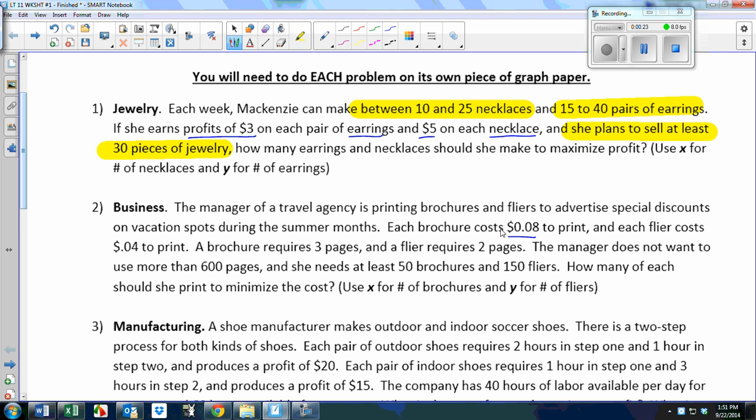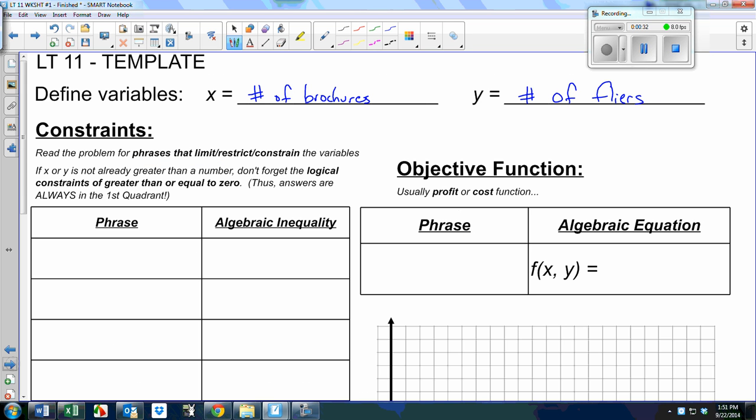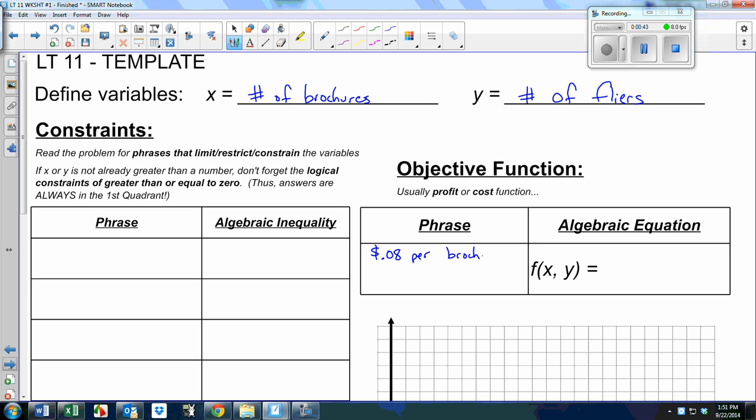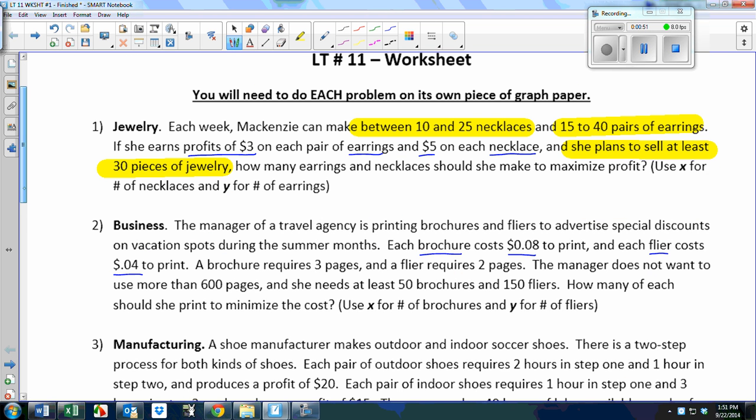It costs 8 cents to print a brochure. It costs 4 cents to print a flyer. So that whole sentence, 8 cents, so 0.08 per, which one was that again? Per brochure, and 4 cents per flyer. All right, now I'm going back to the problem, marking that sentence out so we don't have to read it anymore. We've used it.